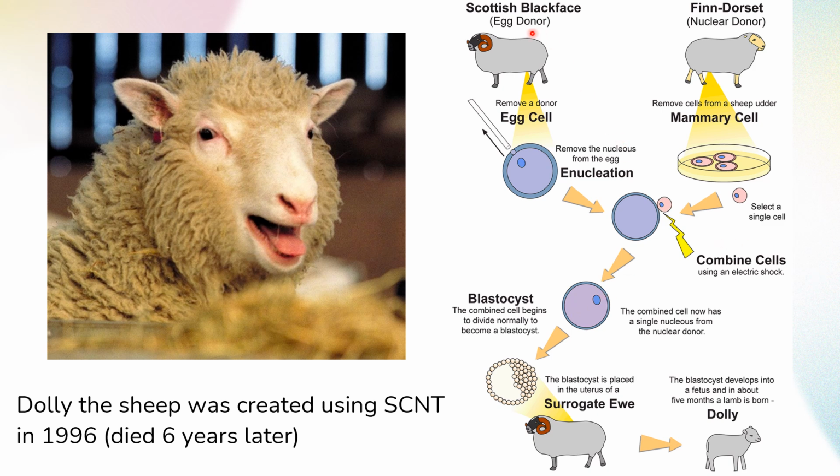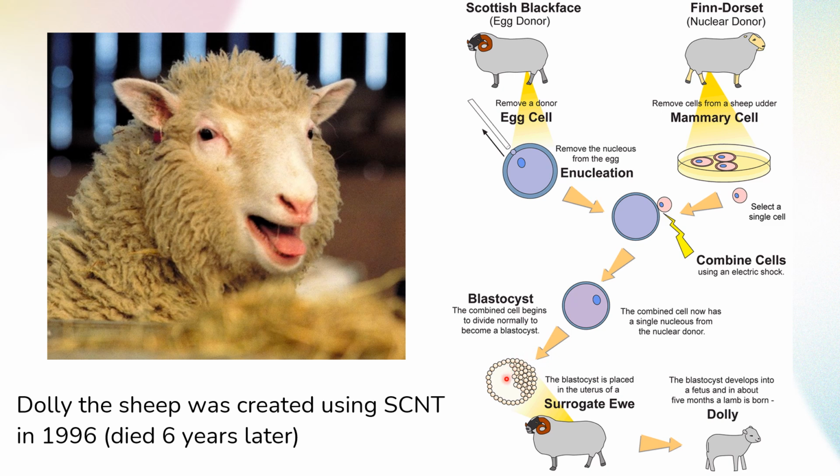Well, we took the egg cell from the egg donor. So this was the Scottish blackface sheep. So we took that egg cell, we removed the nucleus. Now we have a Finn Dorset sheep, so a different type of sheep, and we took some mammary cells, and from one of those cells we took the nucleus and we fused it with this empty cell. So now this is an egg that has 2 sets of chromosomes from this Finn Dorset sheep up here. So this is the nuclear donor.